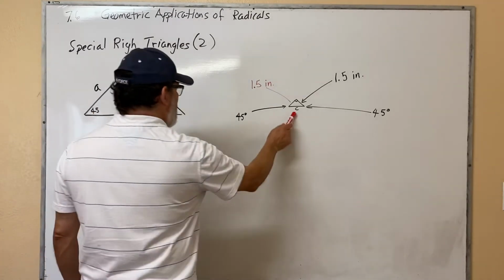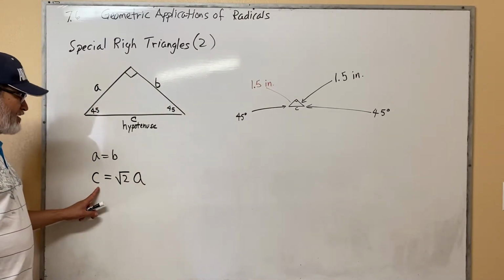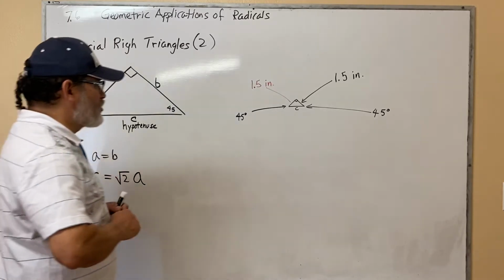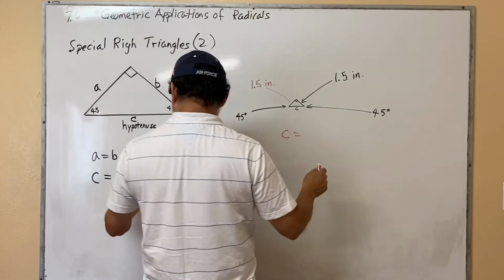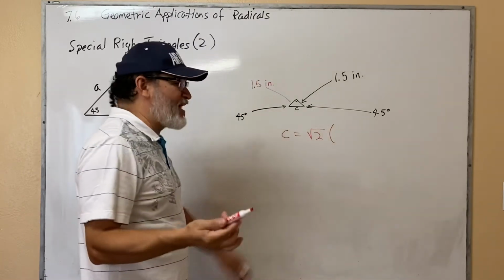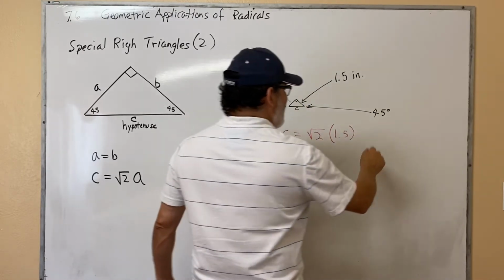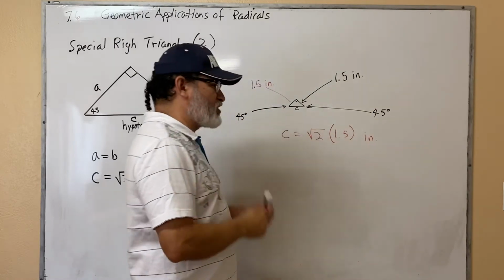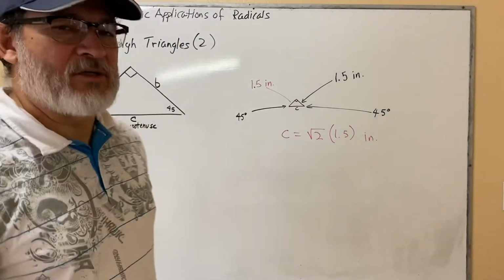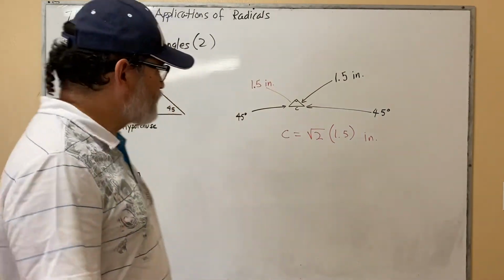How do we get C? Well, C we can get from this property right here, this equation. C is the square root of 2 times A. So C equals the square root of 2 times either A or B, doesn't matter, 1.5. If you take your calculator and you take the square root of 2 times 1.5, you'll get a decimal. And that's your answer. So that's what C is. I don't have my calculator with me. You guys can do that at home.